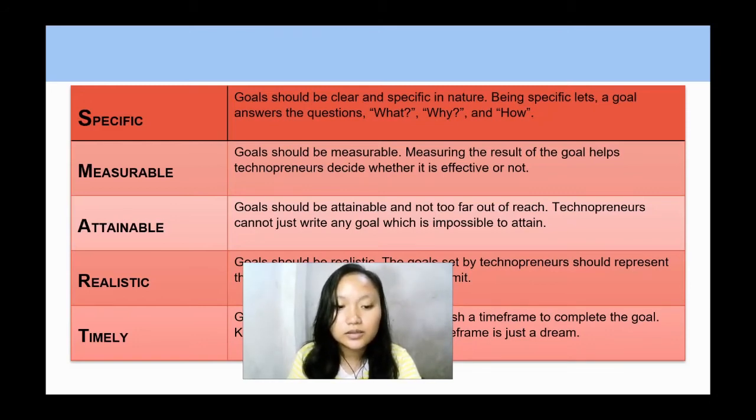Next is attainable. Goals should be attainable and not too far out of reach. Technopreneurs cannot just drive any goal which is impossible to attain. We should always aim or set a goal in accordance with our ability, capacity, and resources. A goal that will push us to keep going and moving forward.